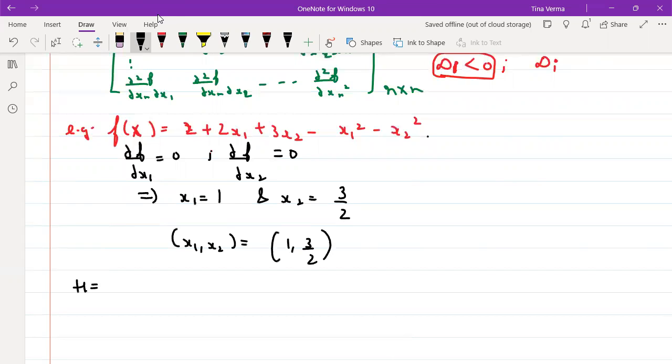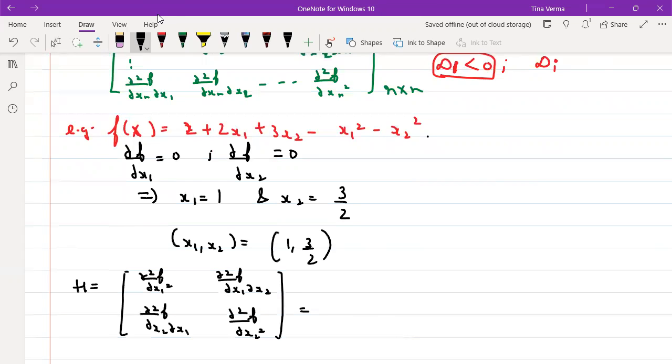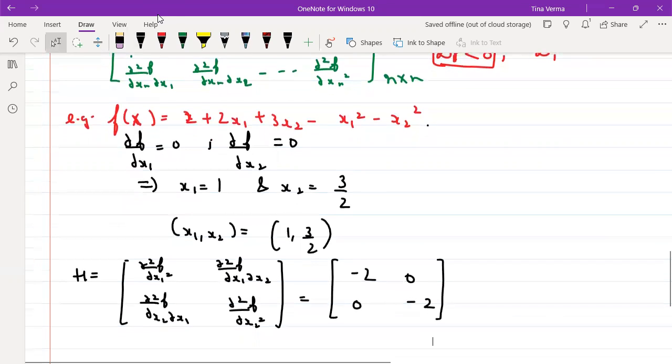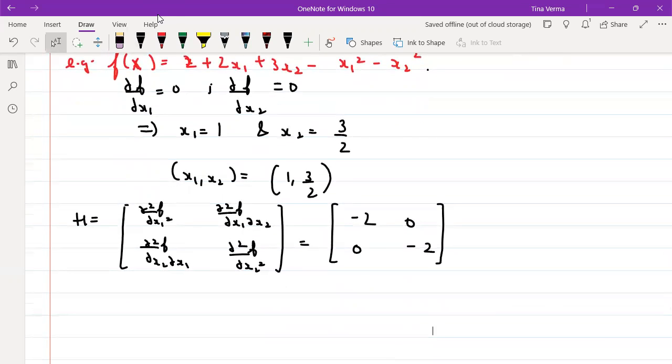Next step is we have to construct the Hessian matrix. Now the function is given, we will consider ∂²f/∂x1², ∂²f/∂x1∂x2, because we have only two variables, ∂²f/∂x2∂x1, ∂²f/∂x2². So that is coming as your values -2, 0, 0, -2. Suppose when you partially differentiate, you will have some x1 and x2 left. Then you will substitute these values, because you are finding the Hessian matrix corresponding to your stationary point.